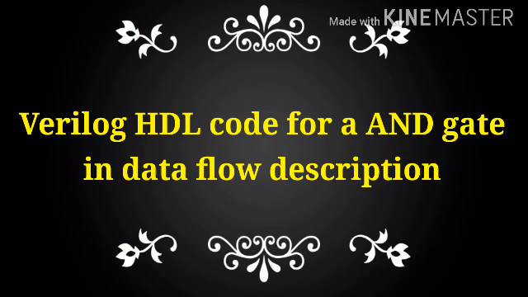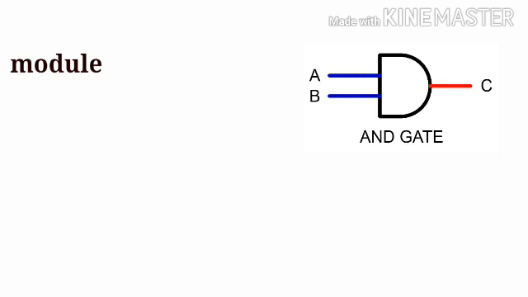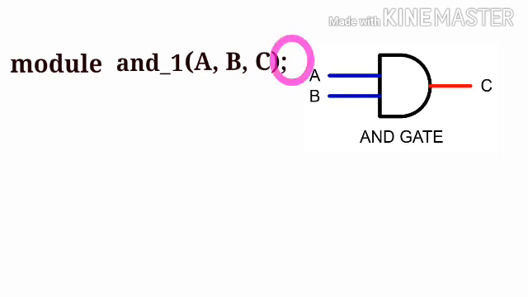We will start with the declaration module, followed by the name of the module. Here we use and_1. You can define the name as per your choice. Now in the bracket we will list out the inputs followed by the output. Our inputs are A and B and the output is C. And end the statement with a semicolon. Note that all the statements end with a semicolon except endmodule, always, begin.